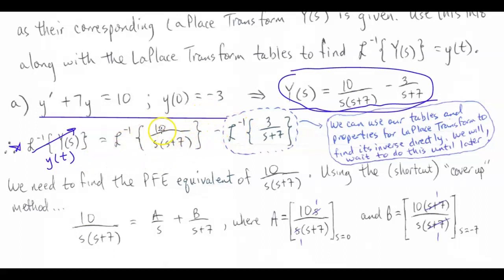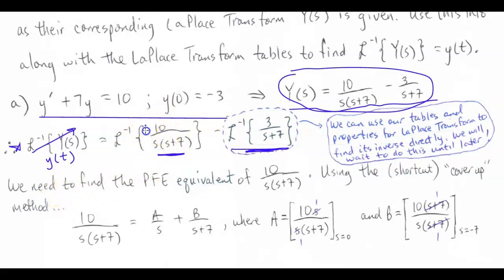Here we see that we have the inverse Laplace transform of 10 over S times S plus 7, minus the inverse Laplace transform of 3 over S plus 7. Now, what I'm noting here is that we could figure out what the inverse Laplace transform of the second term is pretty straightforward. Since it's easy to do, I'm going to wait to do it till the end, and I'm going to focus more on trying to find the inverse Laplace transform of this first term here.